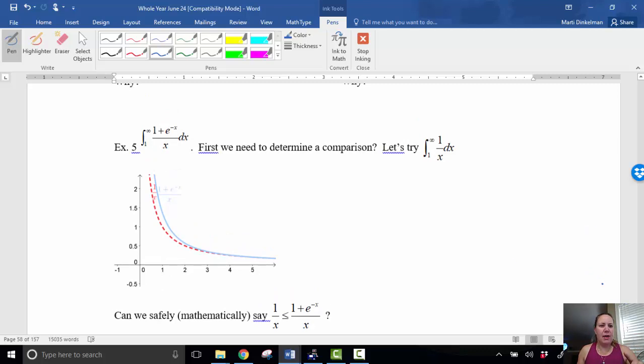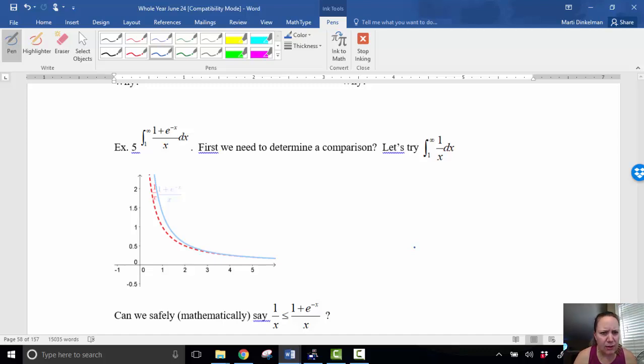So example 5 here, I have (1 + e^(-x))/x, and part of what makes this one difficult to me is the e to the negative x. So let's just try to get rid of the e to the negative x and see what happens with 1 over x. One of the first things I like to do is to graph it and see if that function that I picked is always greater than or always less than what we're talking about.